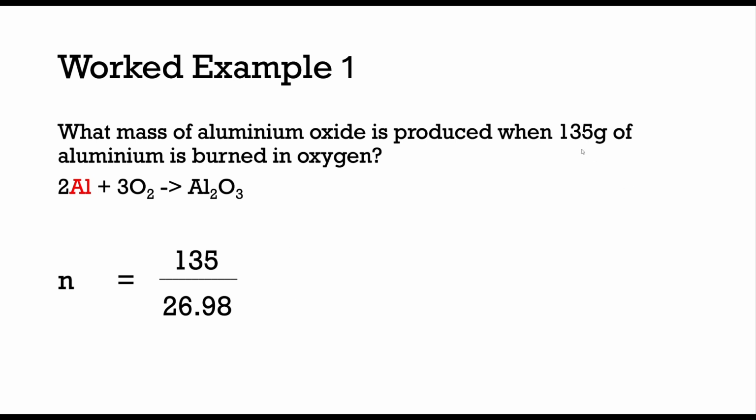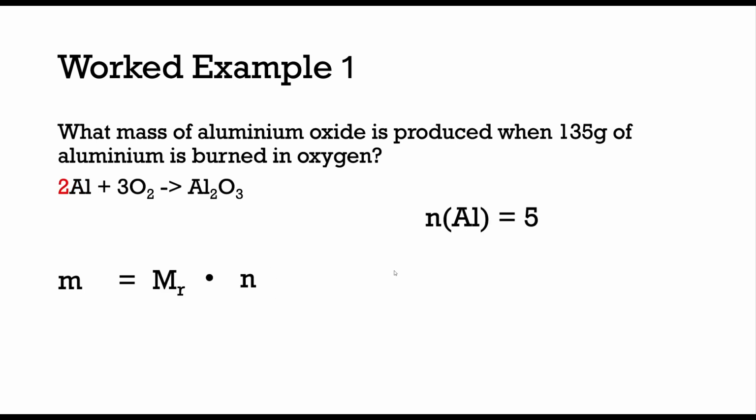So you see I put the 135 grams into the top part of the equation, and from my data booklet we can find the Mr of aluminum, which is 26.98, and when you calculate that out using a calculator you would get a value and round it to 5. So what I've done here is basically I have rearranged the formula to give mass, because it's asking us what mass of aluminum oxide is produced. And also here I've just used this notation to say the moles of aluminum is 5.